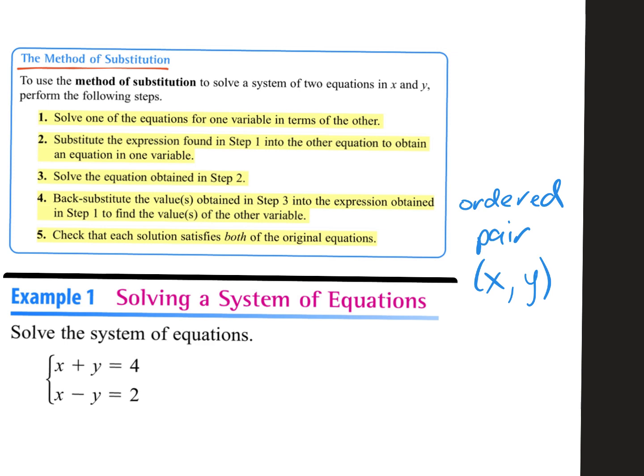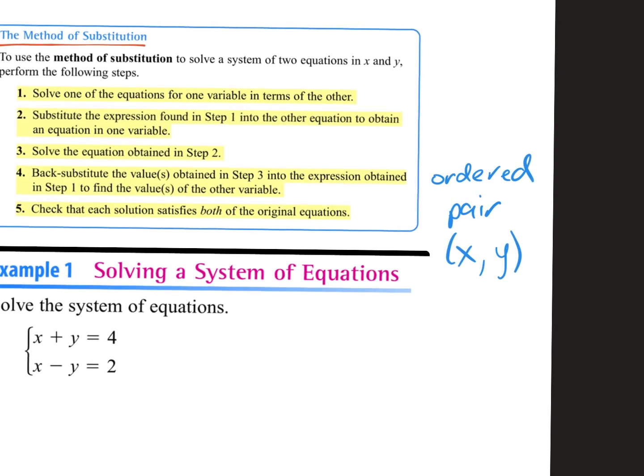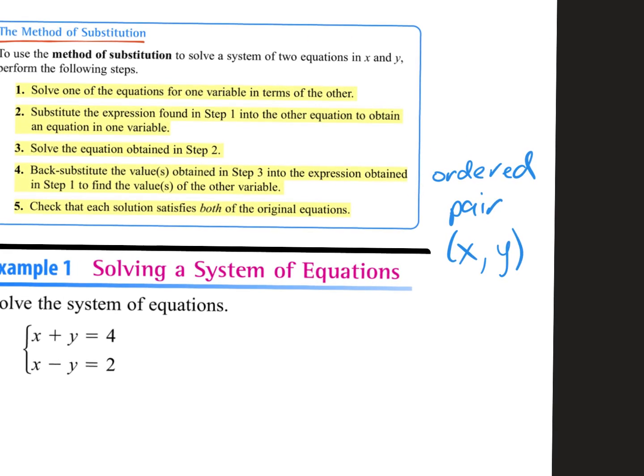If we graphed, anytime you graph two equations, their solution is where they would cross. So if you have an equation that has squares in it, it might have two solutions where it's going to cross twice.